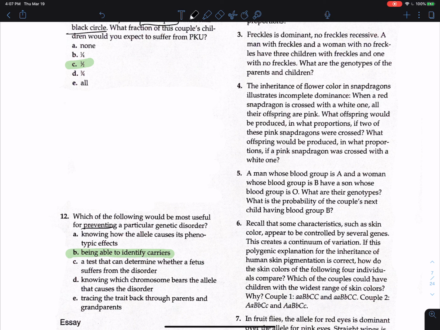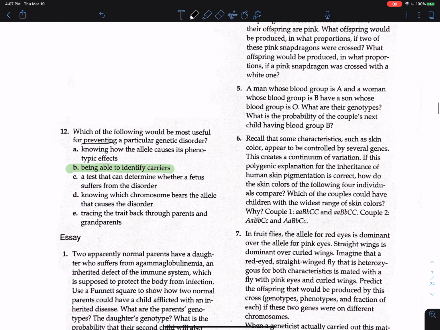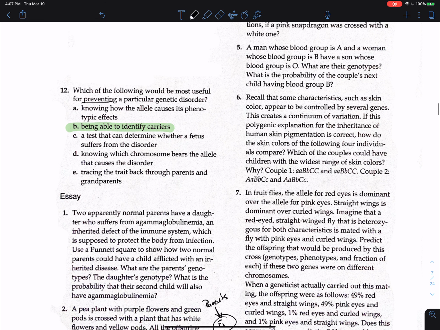Here's number 5, another child question. A man whose blood group is A and a woman whose blood group is B have a son whose blood group is O. What are their genotypes? What is the probability of the couple's next child having blood group O? Okay.